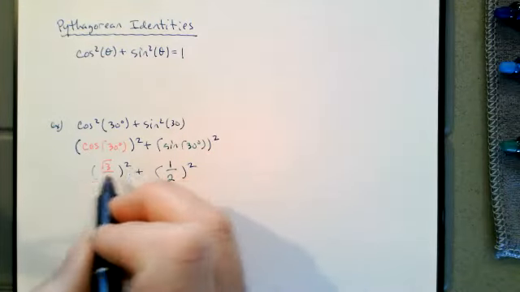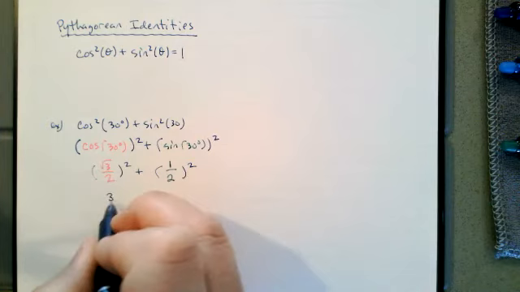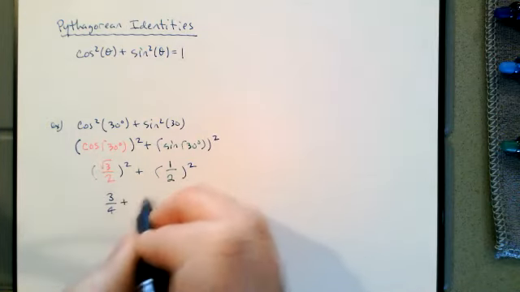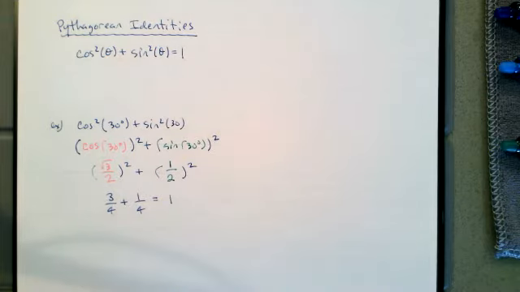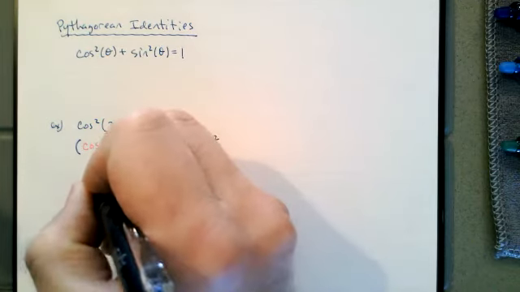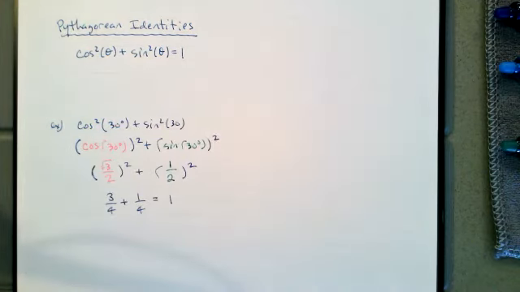Root 3 over 2 squared. Root 3 squared is just 3. 2 squared is 4. 1 squared is 1. 2 squared is 4. 3/4 plus 1/4 is 1. This does not prove that cosine squared theta plus sine squared theta equals 1. This just is a piece of evidence saying, here's an example. Because this is an important relationship between cosines and sines.